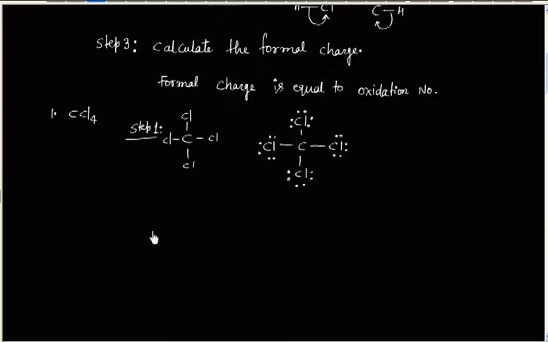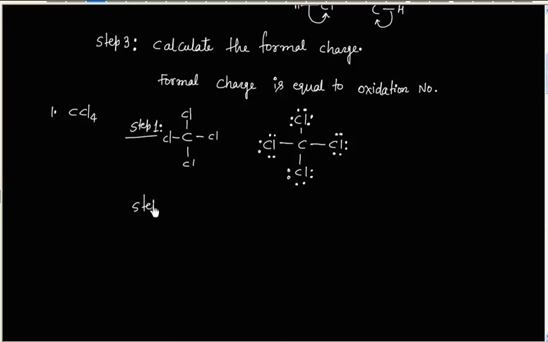Now, step 2, that is we have to divide the electrons in the bond pair unequally. So these two electrons will be given to chlorine. Same here, these two electrons will be given to the chlorine atom. Same for this and same for this bond pair of electrons.